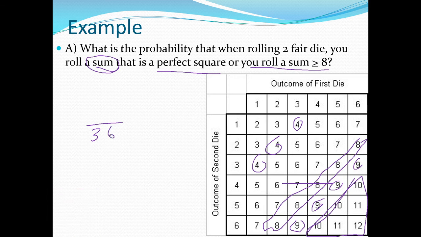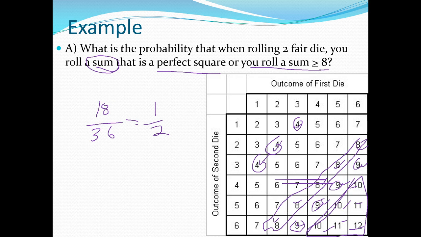So 36 possible outcomes, of which we have 1, 2, 3, up to 18 possible outcomes that we want, which are perfect squares or that we roll bigger than or equal to 8. And again, notice that we avoid double counting the 9s as being a perfect square and bigger than or equal to 8. And this will end up being 1/2 again. So half of those sums are either perfect squares or bigger than or equal to 8.